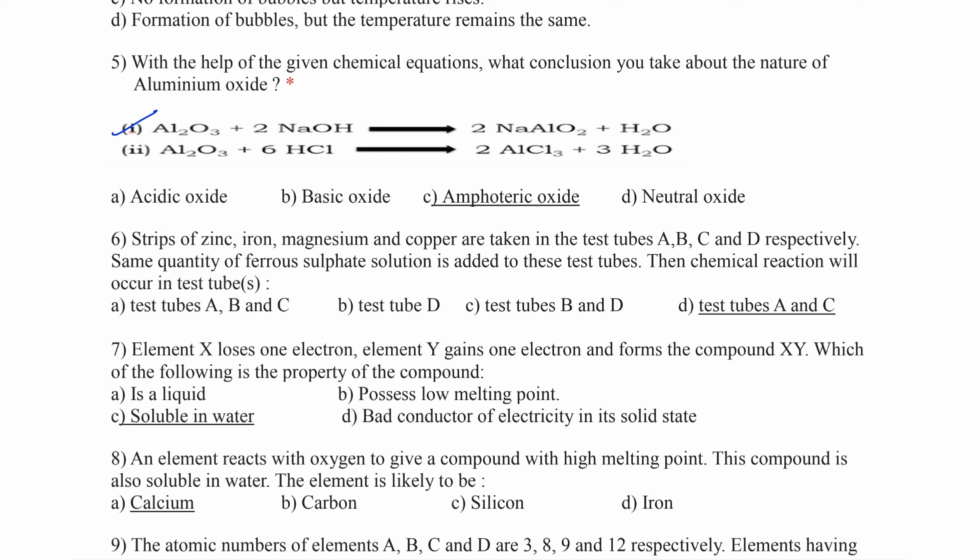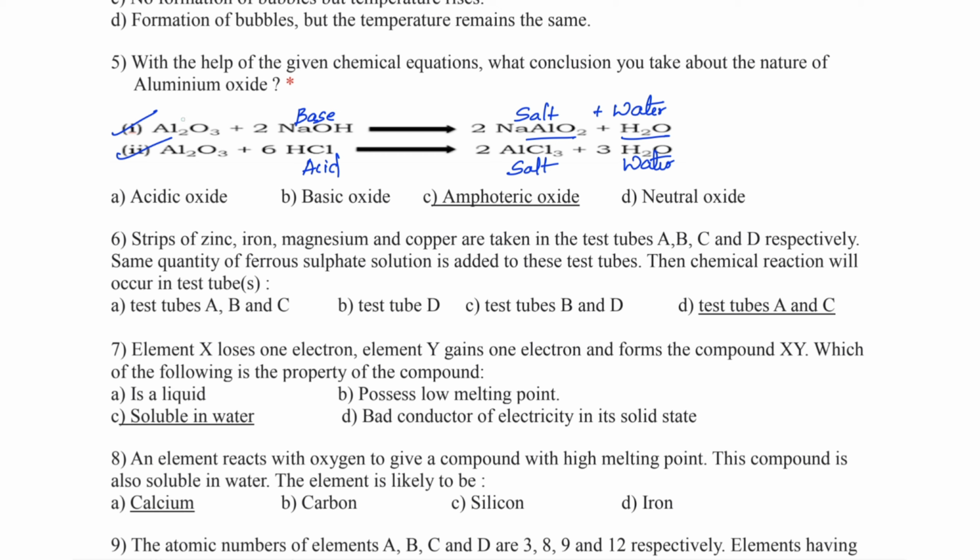is reacting with sodium hydroxide. Okay, it is reacting with a base and it forms sodium aluminate and water. Aluminium oxide is reacting with the base and it forms salt and water. In the second equation, aluminium oxide is reacting with an acid and it is forming aluminium chloride, which is a salt, and water is formed as a byproduct. In both the cases, you can see that salt and water are formed. It is undergoing neutralization reaction.